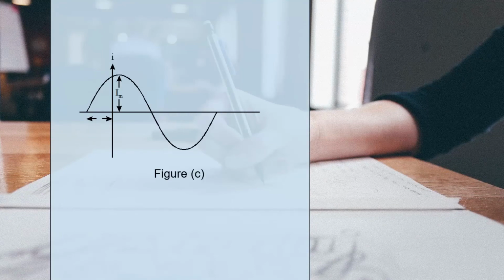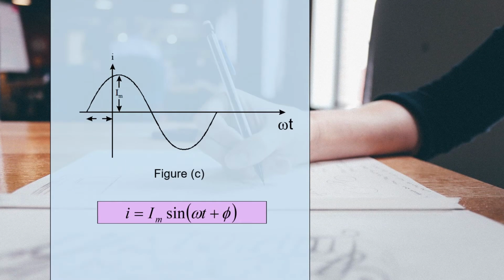Now we have to understand leading current by an angle phi. Figure C shows the current leading the reference wave of figure A by an angle phi, and this current can be written as i is equal to Im sine omega t plus phi, where phi shows that this current is leading the reference current by angle phi, as you can see in figure C.